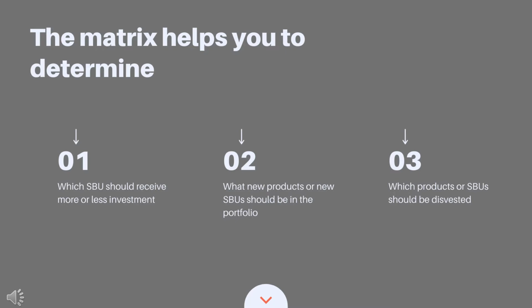The fight for investments takes place at every level of the company, between teams, functional departments, divisions, or business units. The question of where and how much to invest is an ever-going headache for those who allocate resources. This tool will help you to determine, number one, which SBU should receive more or less investment. Number two, what products or new SBUs should be in the portfolio. And number three, which products or SBUs should be divested.